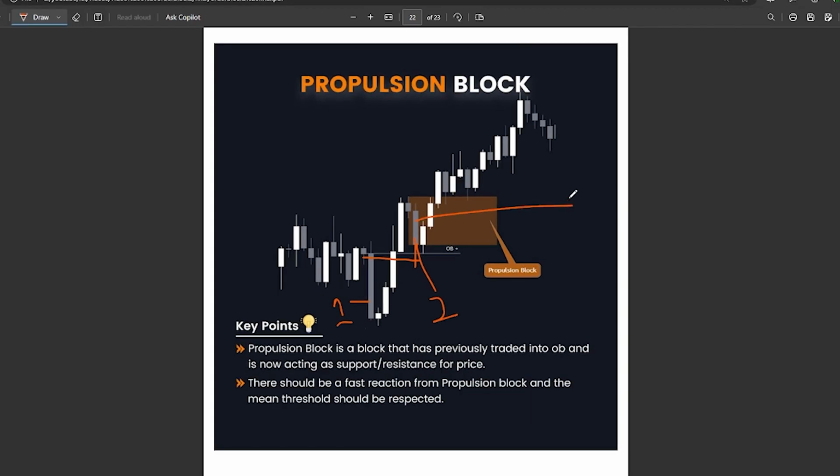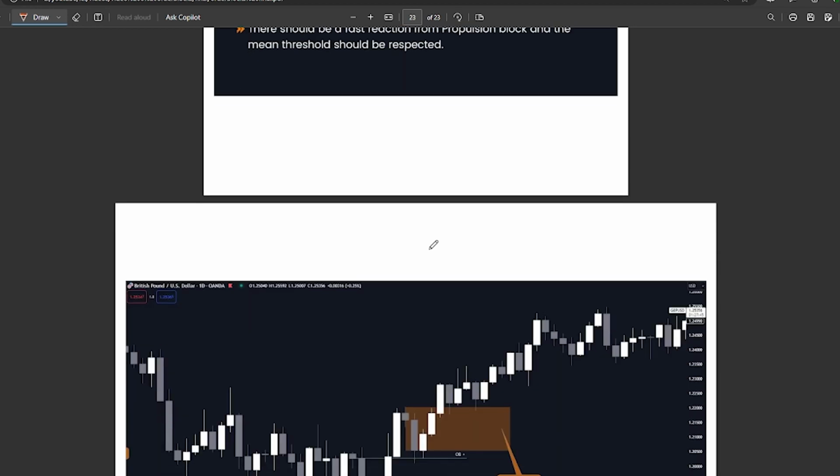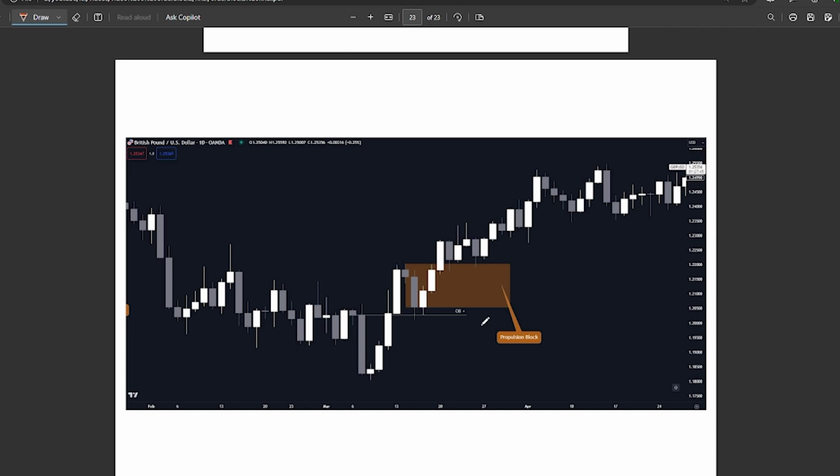So this block that I have marked with 2 is a propulsion block and is supposed to respect price action and support it until and unless we are in an uptrend. So I hope this is clear as well. You can see a similar example here.